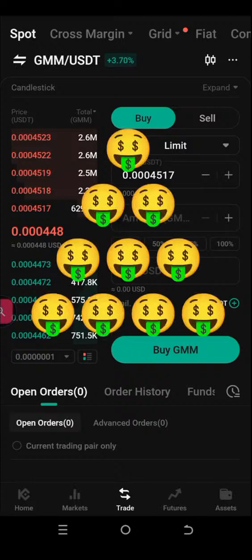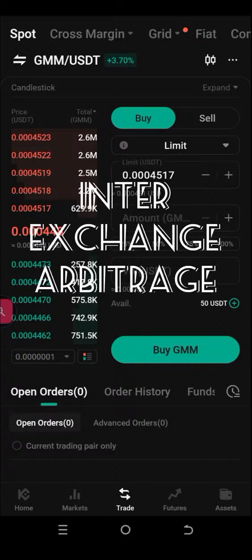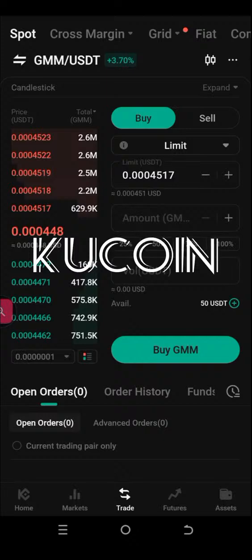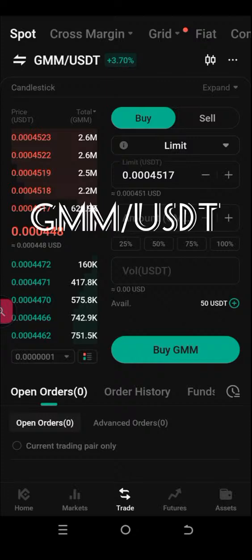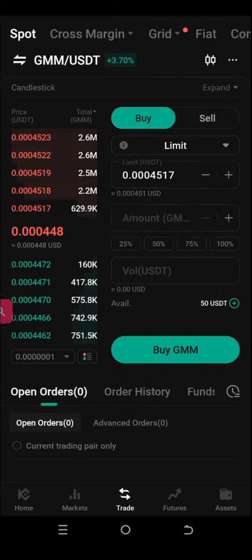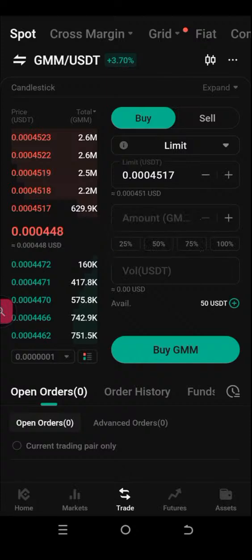Today, we're on another episode of Inter Exchange Arbitrage on KuCoin. Okay, let's get set and see what we have today. We've got GMM/USDT. Now, look at it. This is GMM, and we're going to be looking at going between KuCoin and MEXC. So we're going to quickly do a simulation and see how this works.